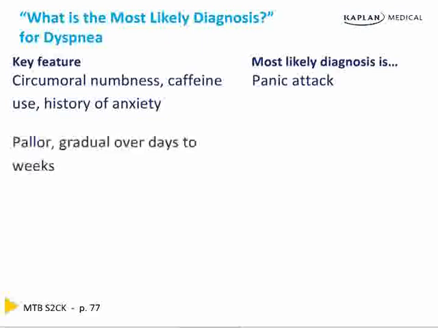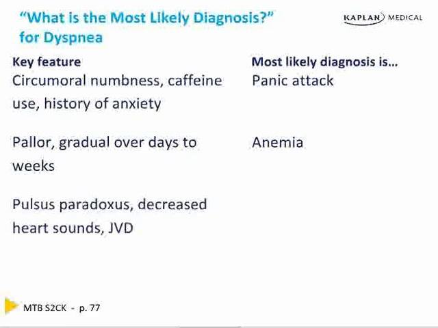It's characteristic. When they're pale, it's gradual, it's slow. That's sounding awfully anemia-like. I'm tired. Pulsus paradoxus, which is a decrease in blood pressure of greater than 10 millimeters of mercury on inhalation. That pulsus paradoxus, a decrease in blood pressure with decreased heart sounds and JVD, that is tamponade.